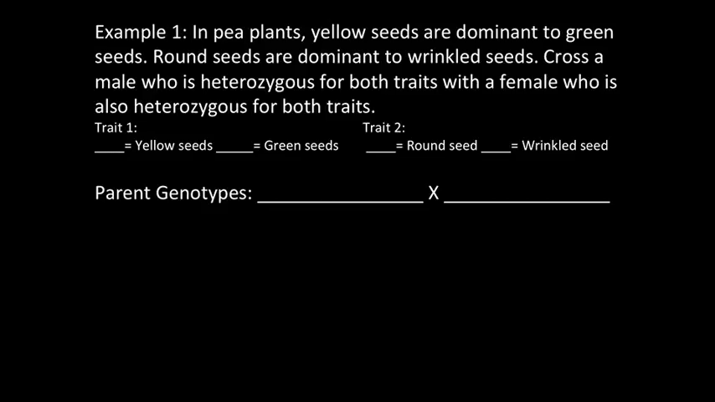Now when we look at this, in a dihybrid cross, di means two. So instead of following just one trait, like the color of the seeds, we're going to follow two traits, the color of the seeds and if they're round or wrinkled, so the texture on the outside of the seeds.